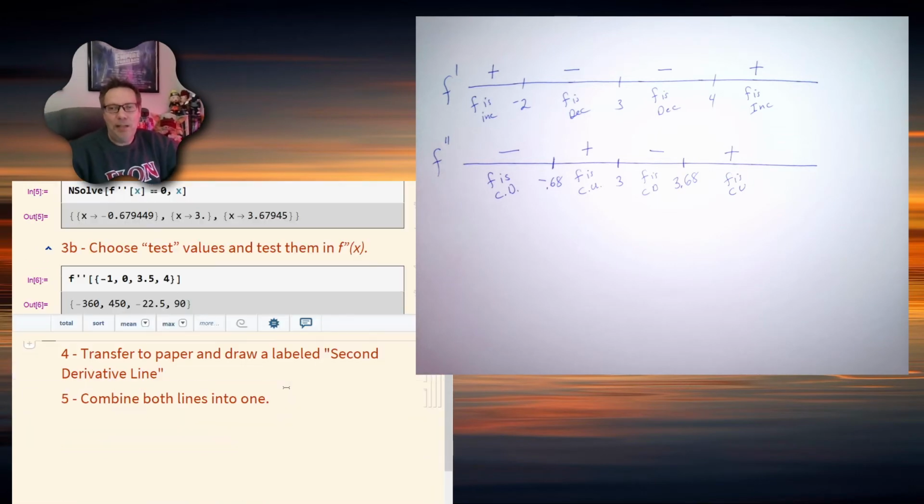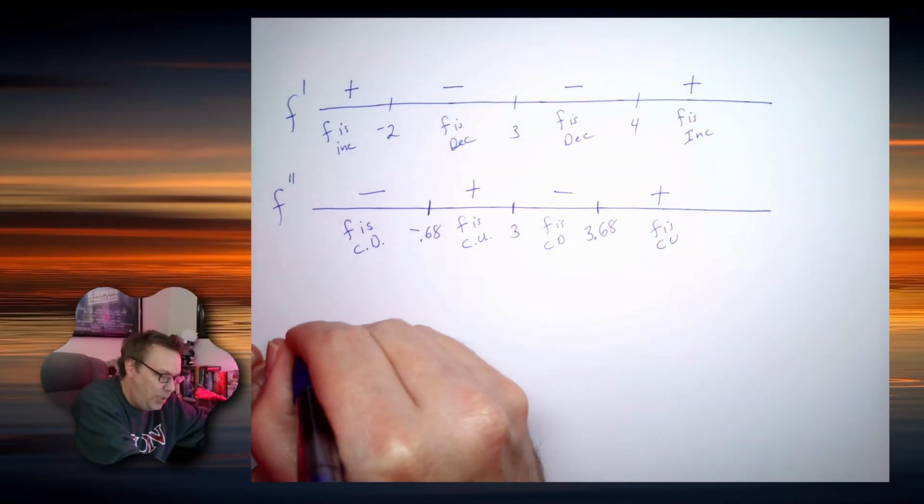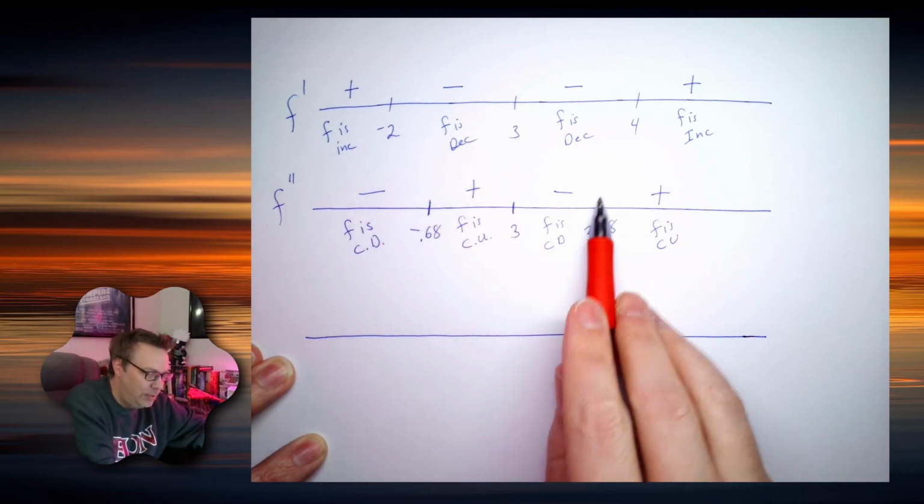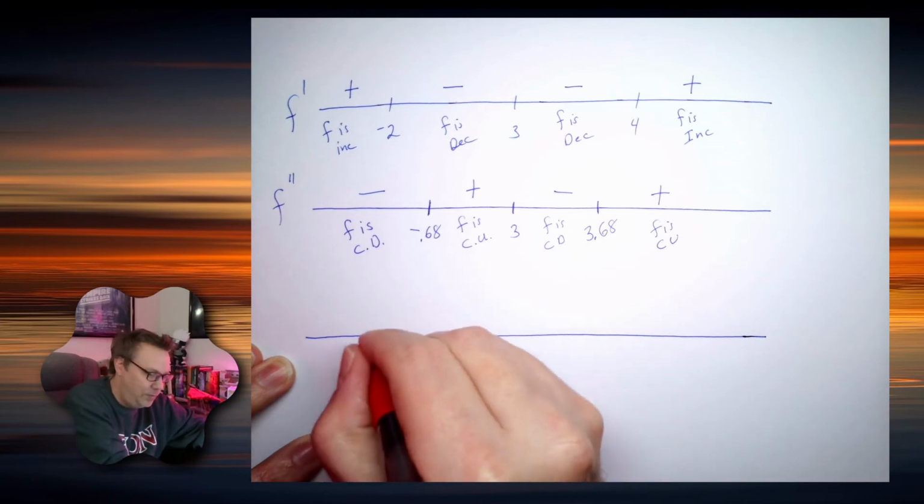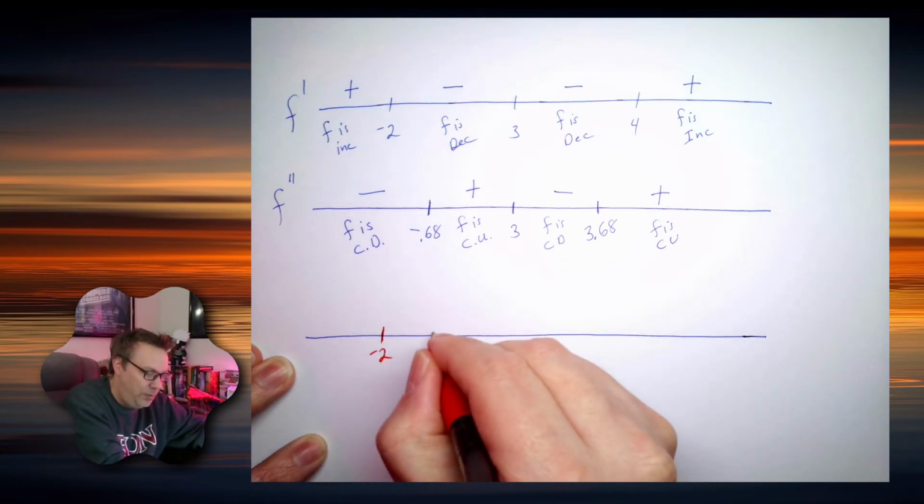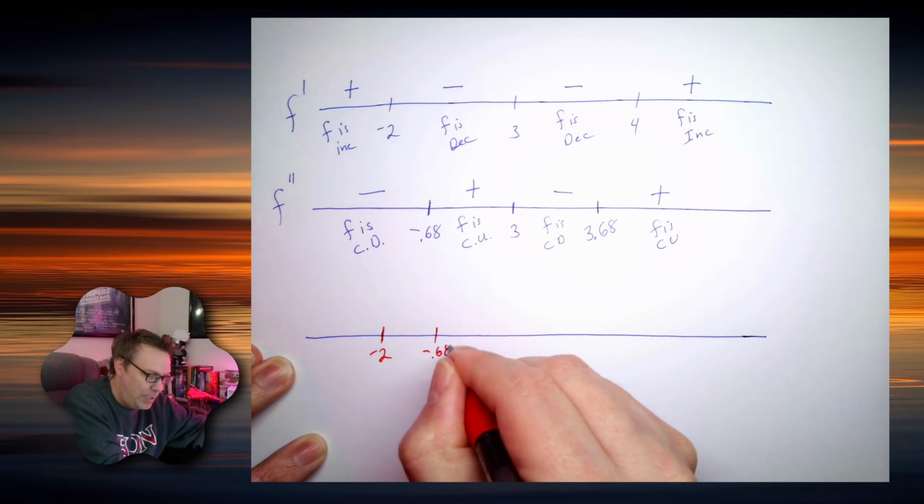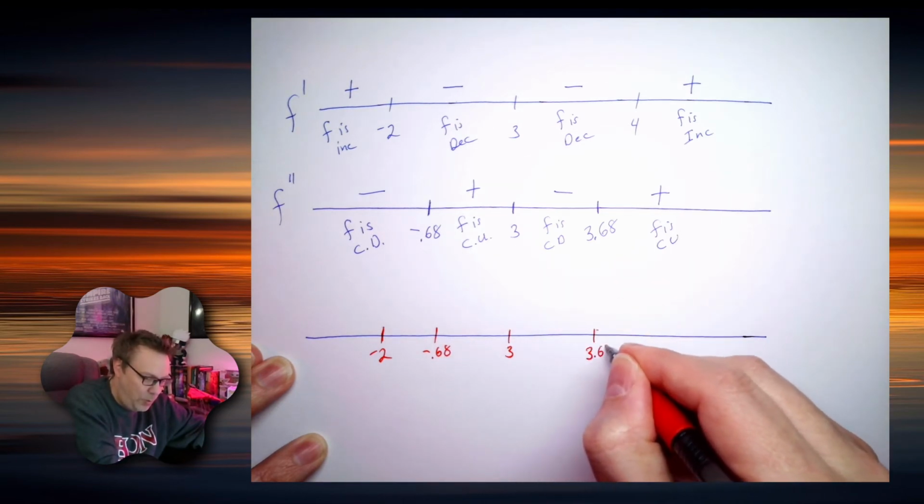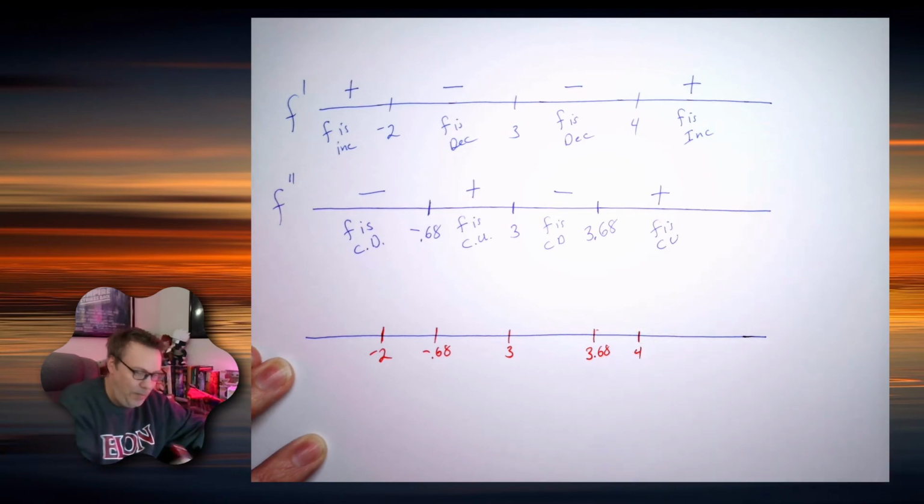And now we're down to the last step. I'm supposed to combine this into one number line. And this is how we're going to do it. Draw my number line. And every time that I have a number, I'm going to transfer it down here. Negative 2, negative 0.68, 3, 3.68, and 4.